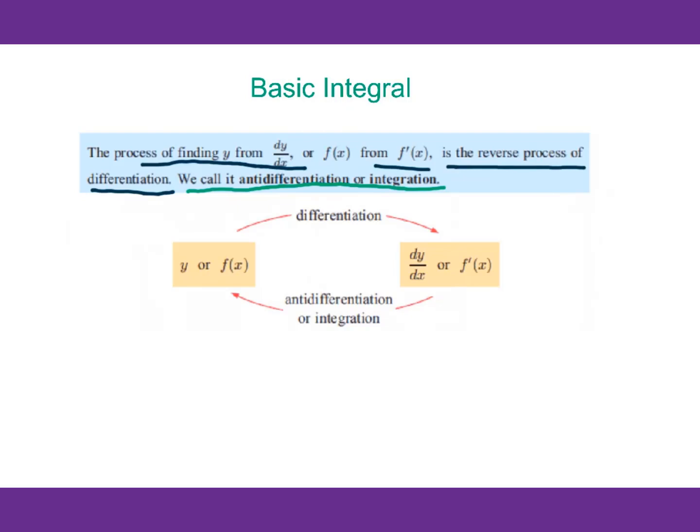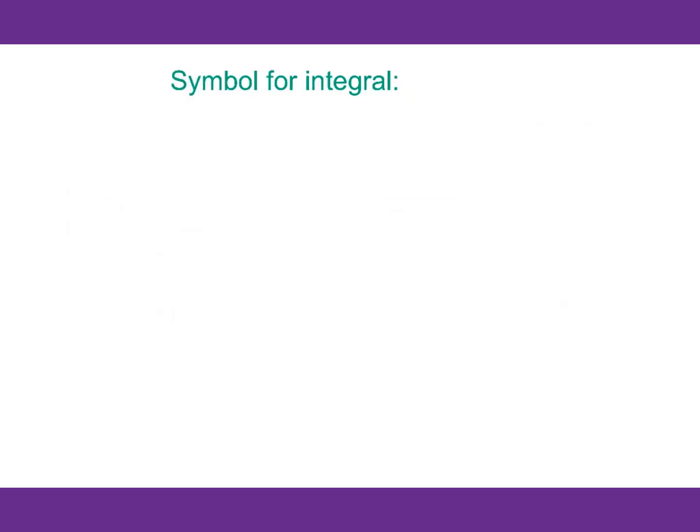We do the differentiation of y or f of x. We get dy by dx or f prime of x. If we do the backward, anti-differentiation or integration, of dy by dx or f prime of x, we will get this y or f of x. The symbol for integral is this.